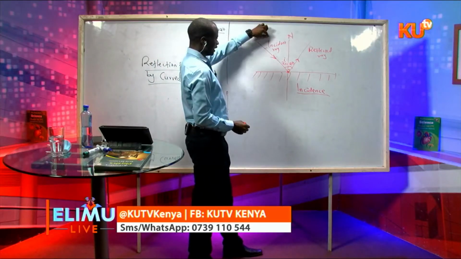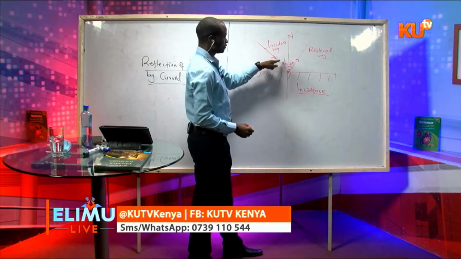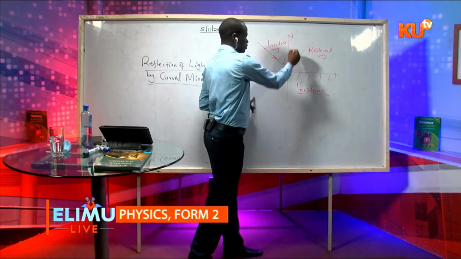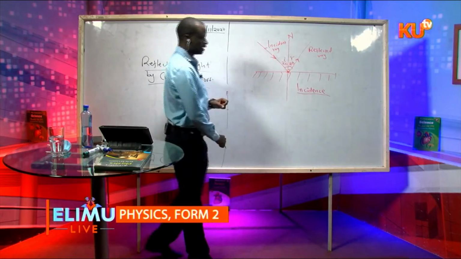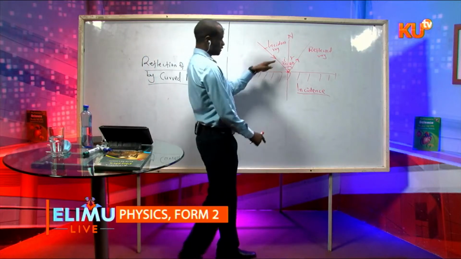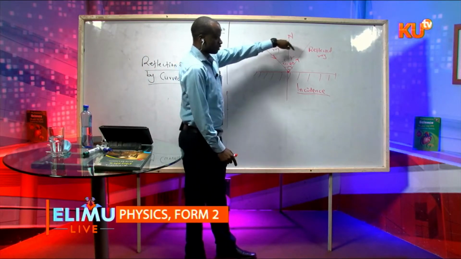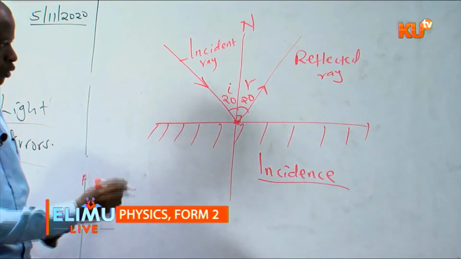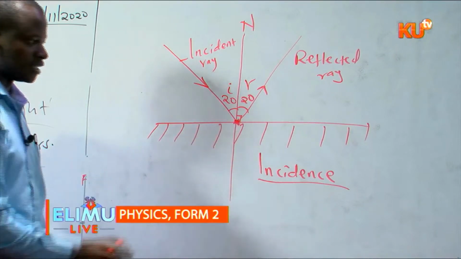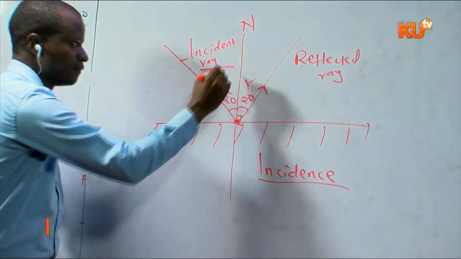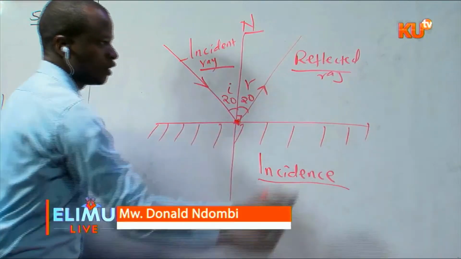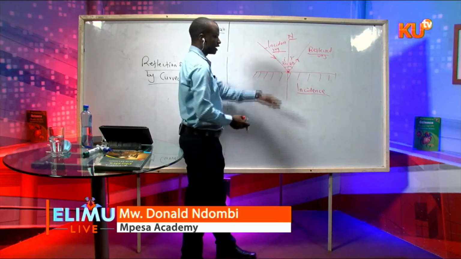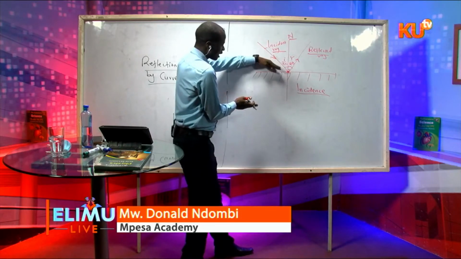So the angle between the incident ray and the normal was called the angle of incidence I, and the angle between the reflected ray and the normal was called the angle of reflection R. The first law of reflection was that the angle of incidence is equal to the angle of reflection. That was law number 1. Then the second law was that at the point of incidence, the incident ray, the normal, and the reflected ray all fall in the same plane.